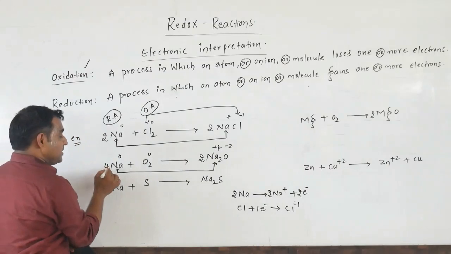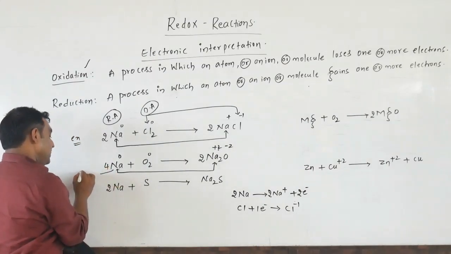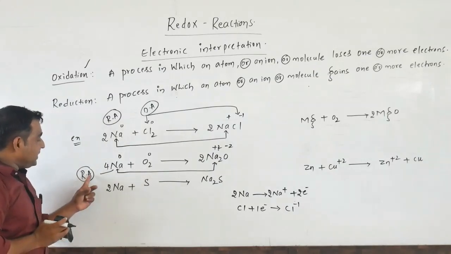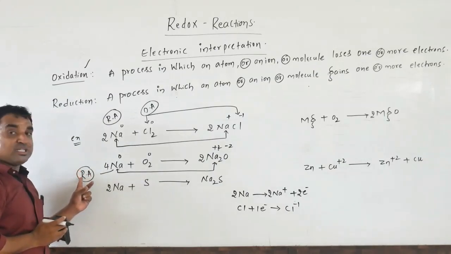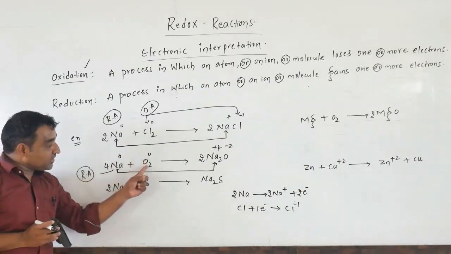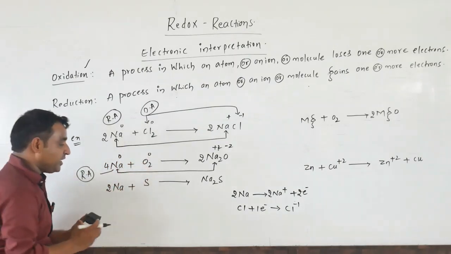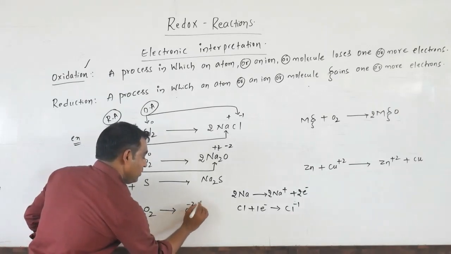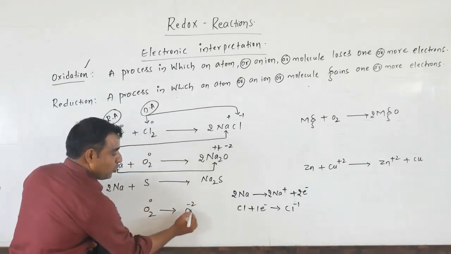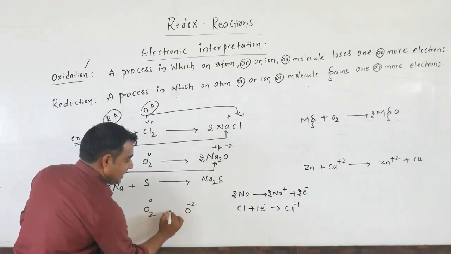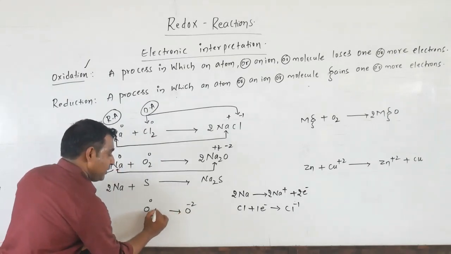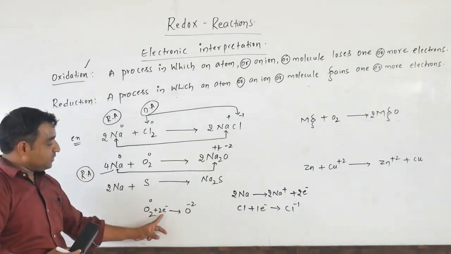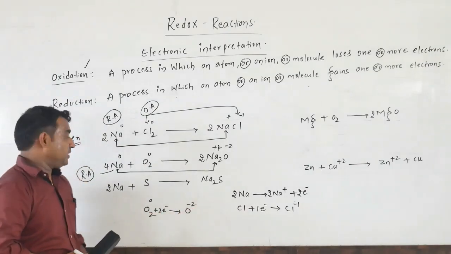Hence sodium is called a reducing agent. Why should we call it a reducing agent? Because it reduces someone else. Whom does it reduce? It reduces oxygen. How? O2 becomes O minus 2. So how does the reduction happen? By gaining of 2 electrons, oxygen gains the 2 electrons to become O minus 2.